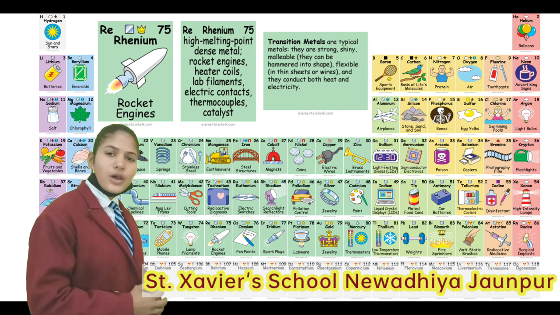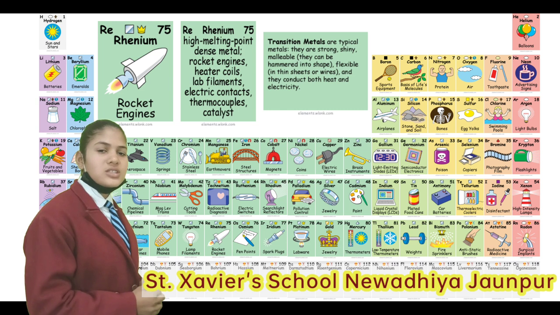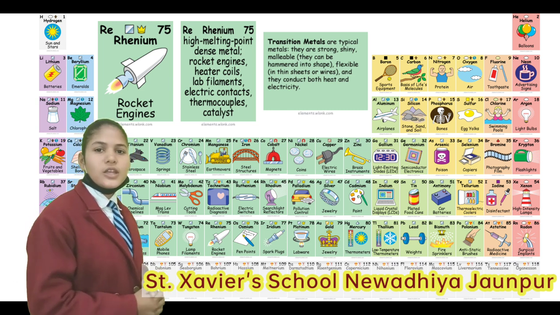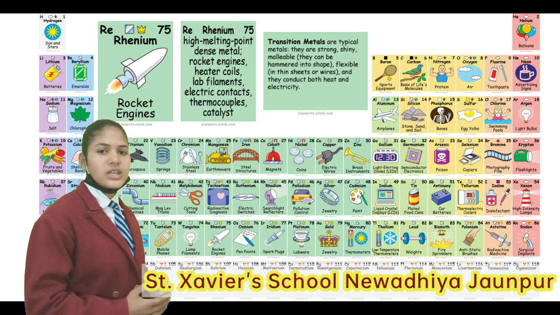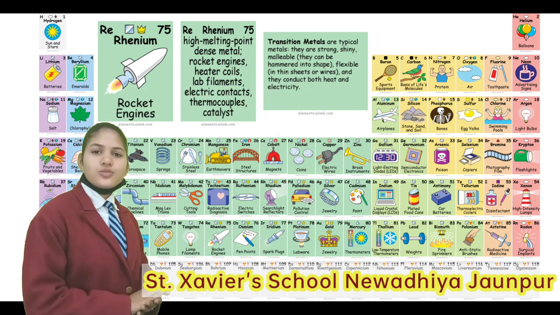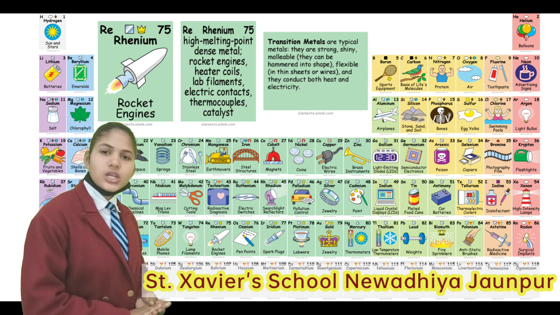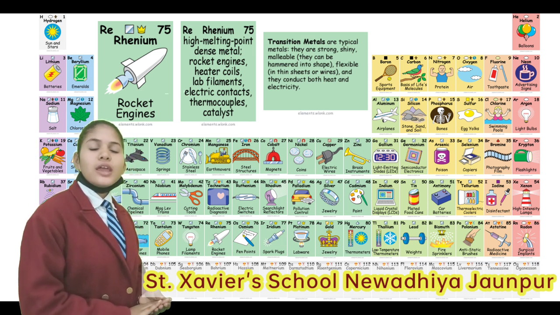Nitrogen. Nitrogen is found in protein. Oxygen. Oxygen is found in air. Fluorine. Fluorine is used to make toothpaste. And neon. Neon is used in advertising signs. Sodium is used in salt. Magnesium. Magnesium is used in chlorophyll. Aluminium. Aluminium is used to make aeroplanes.